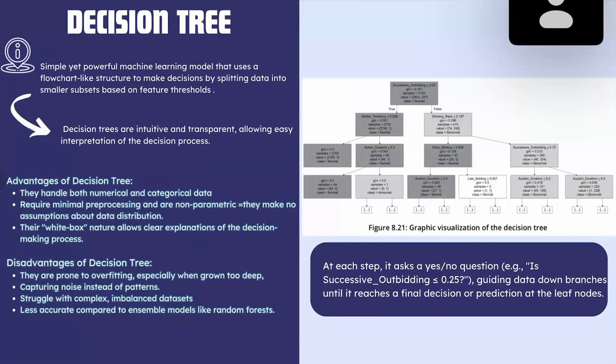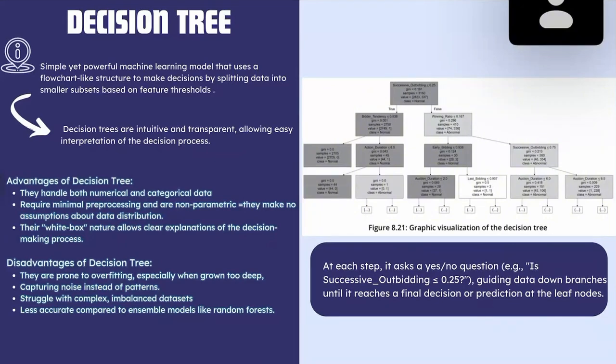So now decision tree. A decision tree is a simple model that works by splitting the data into smaller parts based on a certain criteria. It's like a flowchart that asks yes or no questions at each step. This process continues until it reaches a final decision or prediction at the leaf node.